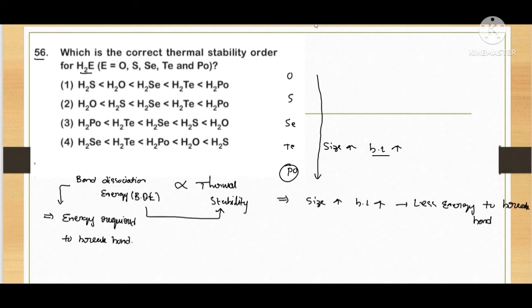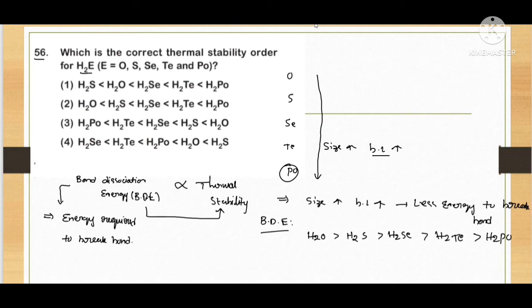So by this concept, you can conclude that the bond dissociation energy order is H2O greater than H2S greater than H2Se greater than H2Te greater than H2Po.